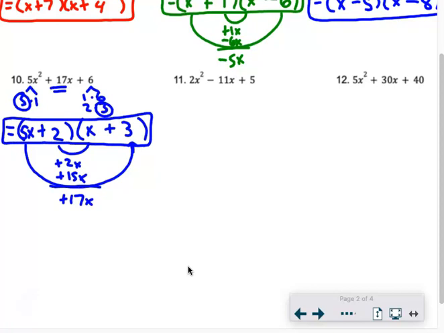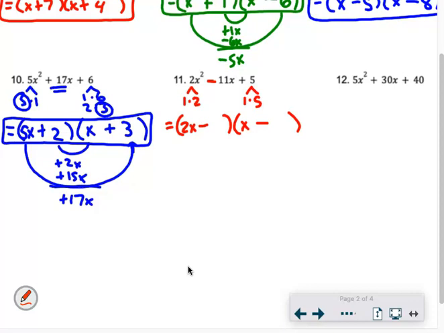So number 11, same thing I would say. Can we see if we can get a GCF to come out? But 2 and 11 and 5 don't have any common factors. I see that negative 11 is the only negative in my answer, so I'm going to use minus and minus. There's only one way to get to 5, 1 times 5. There's only one way to get to 2, that's 1 times 2. So I'm going to make one of these first spots 2x, and one of these first spots 1x. I'm just going to put those down. Since it's a minus problem, I can't really put those in the wrong spot.